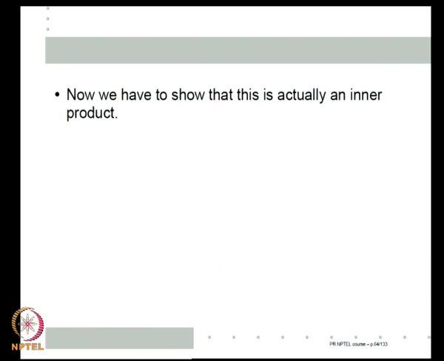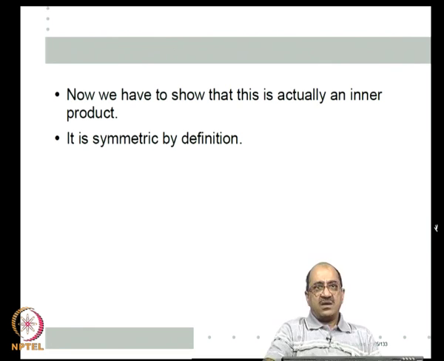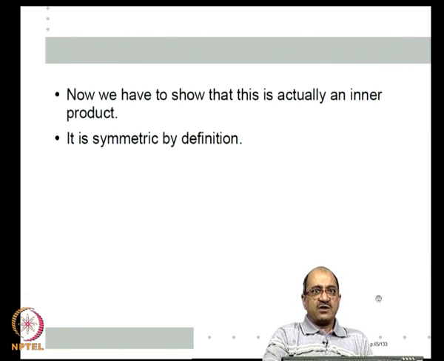I would like to remind you once again that we are considering the field of real numbers. Our vector space is a vector space over reals. That is why we are only looking at symmetry. Otherwise, we have to worry about complex conjugation, but we are not allowing complex scalars right now. For simplicity of exposition, I am just taking everything to be real.